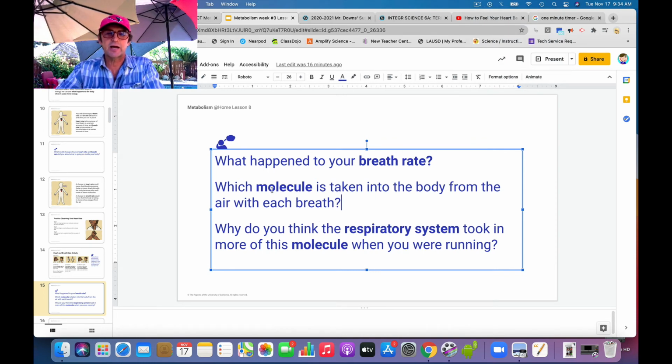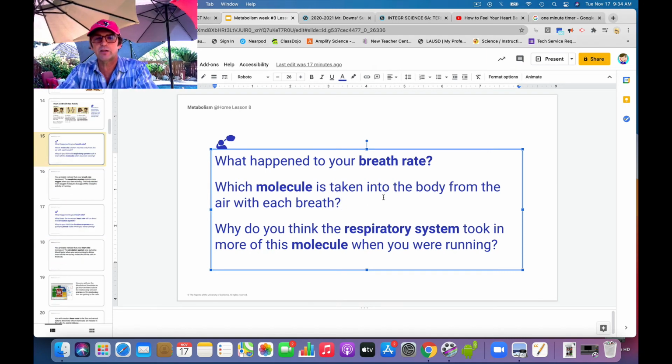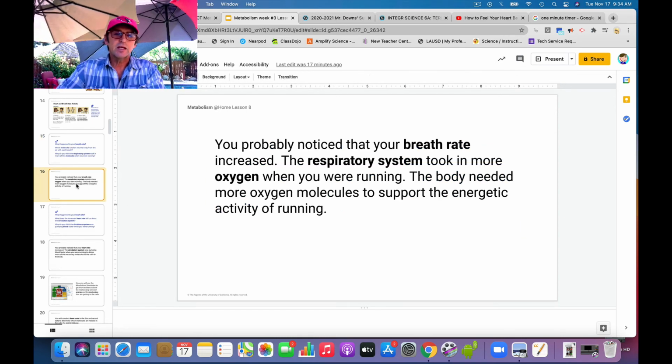Right, oxygen. Oxygen is the molecule there. Why do you think the respiratory system took in more of this molecule when you're running? Why does your breath rate go up? Why do you need more oxygen molecules when you're running? You probably noticed that your breath rate increased. The respiratory system took in more oxygen when you were running. The body needed more oxygen molecules to support the energetic activity of running.